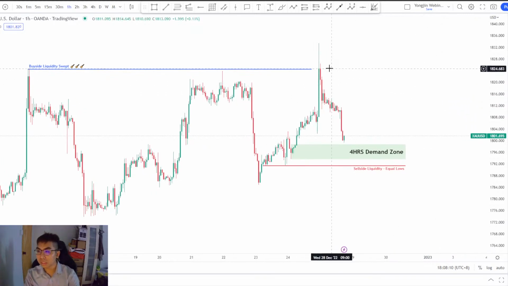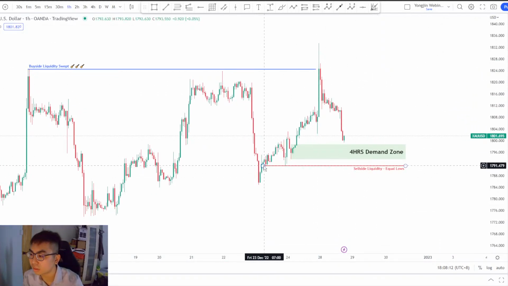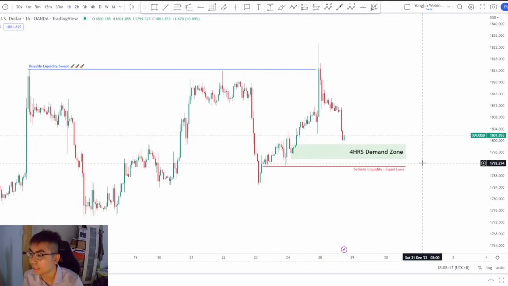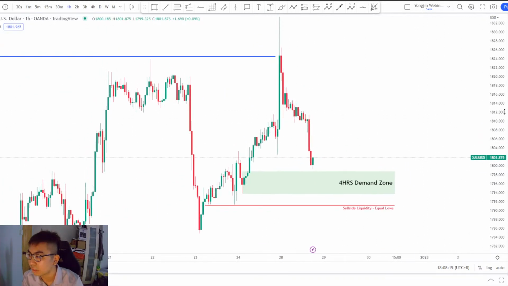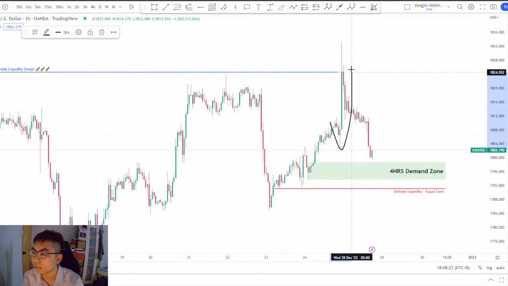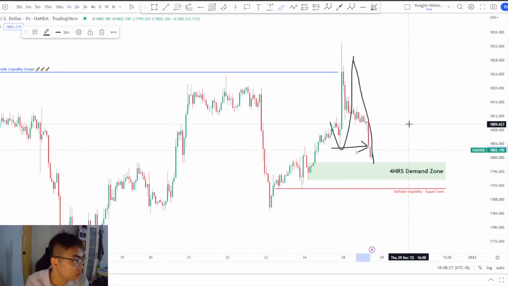Okay, just looking at the 1 hour chart, what we can take a look at. There's nothing much. Price has gone up, took good liquidity, and went down, causing a market structure shift. So this is another break of structure.